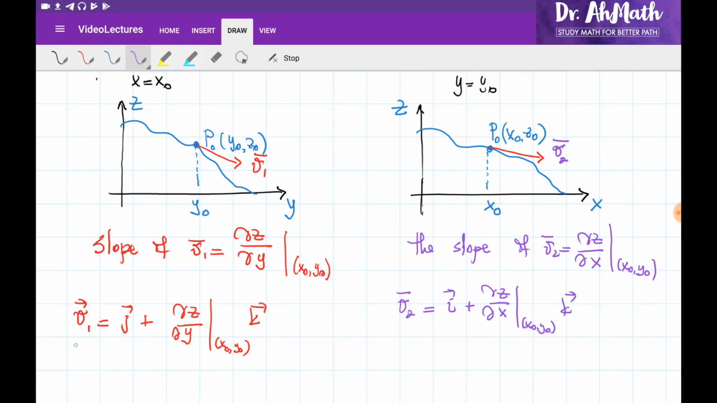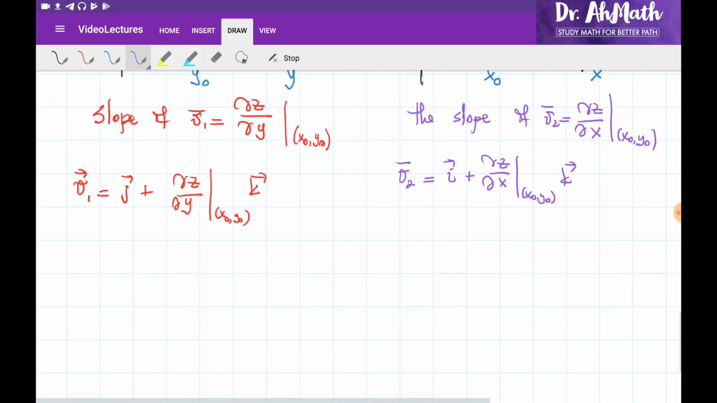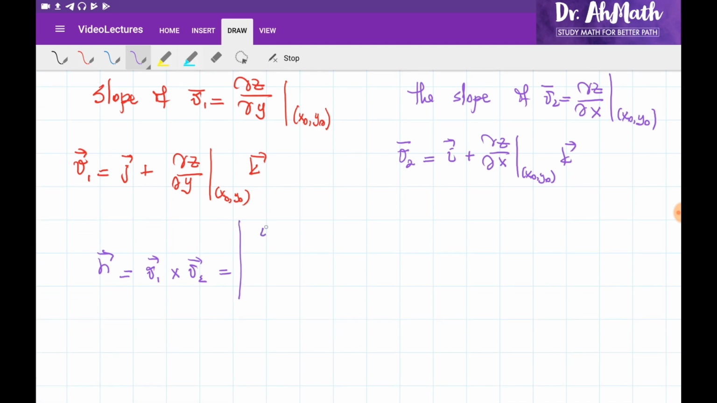So I obtain these two vectors with the components, and I can multiply them as a cross product in order to get the normal vector, right? So the normal vector is going to be the v1 vector cross product with the v2 vector. In order to do this, we need to find the determinant of the following matrix, where in the first row I would like to write down the i, j, k vectors.